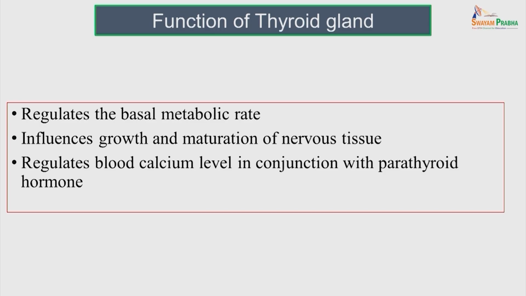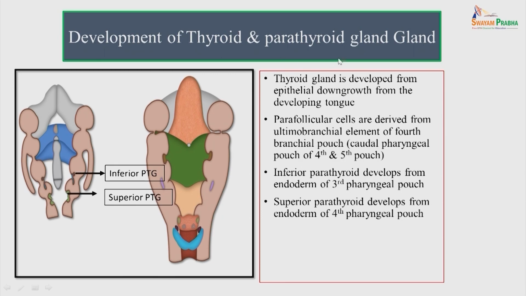blood calcium level. Coming to the development of thyroid and parathyroid gland, thyroid gland is developed from the epithelial downgrowth from the developing tongue. Parafollicular cells are derived from the ultimobranchial element of the 4th branchial pouch. The inferior parathyroid develops from the endoderm of the 3rd pharyngeal pouch, whereas the superior parathyroid develops from the endoderm of the 4th pharyngeal pouch.